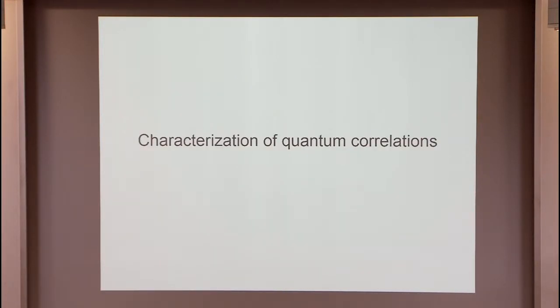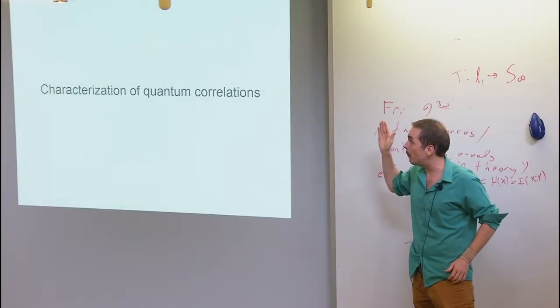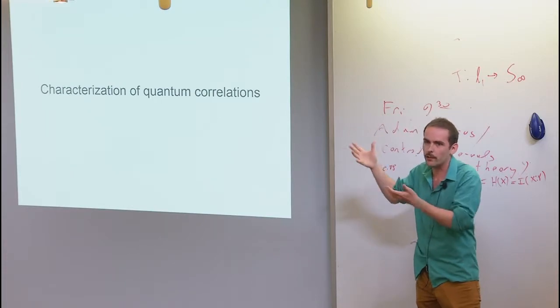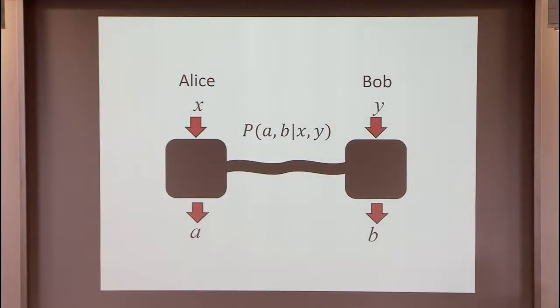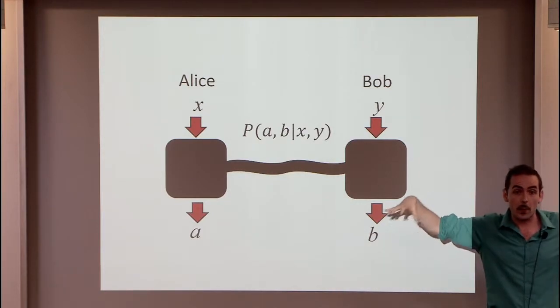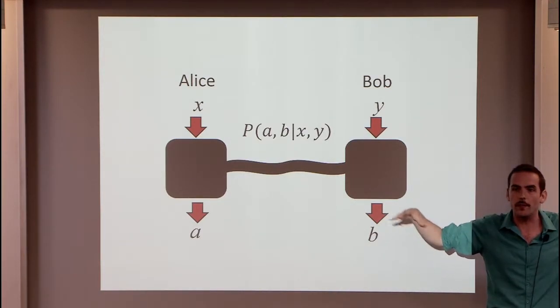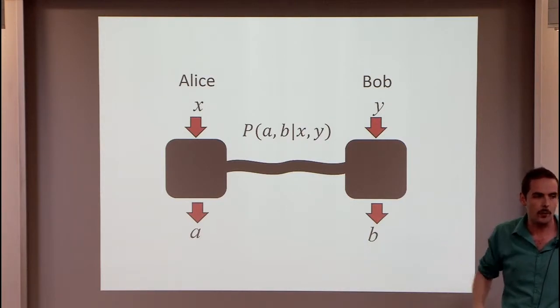Okay, the second problem I am going to focus on is the characterization of quantum correlations. This was actually the problem that really boosted this line of research. The idea is that you have two experimentalists called Alice and Bob who are conducting experiments in different sites of a building or on different planets, really far apart from each other.